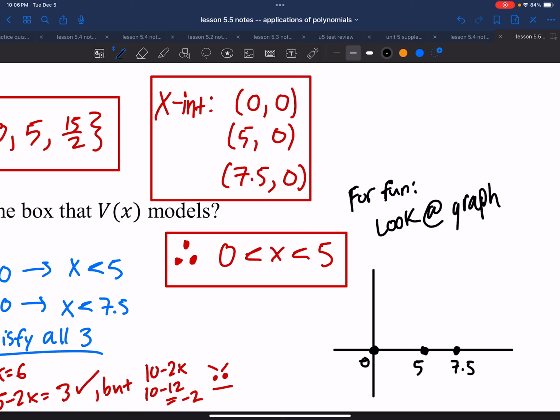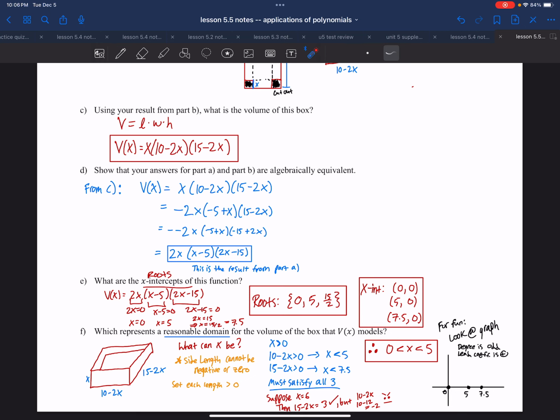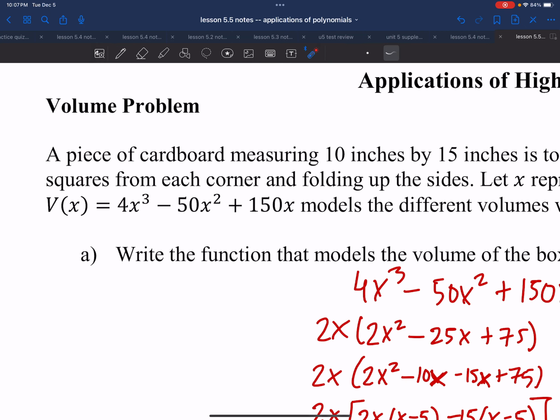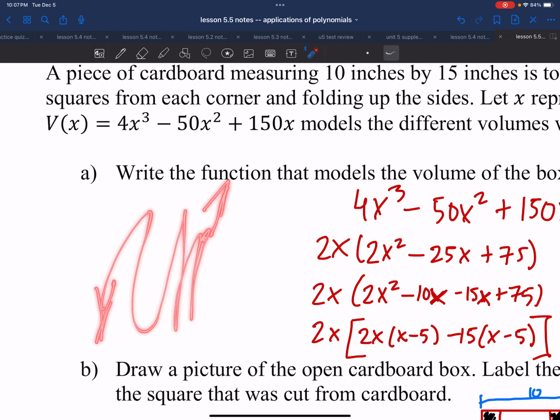Your graph is odd, right? The degree is odd, and the lead coefficient is positive. And you say, what do you mean? How did you know that? Look over here at your volume function. The degree was 3. It's a cubic function, so the degree is odd, and the lead coefficient is 4, which means the end behavior: the right points up and the left points down, and it does some wibbly wobbly in the middle, right?